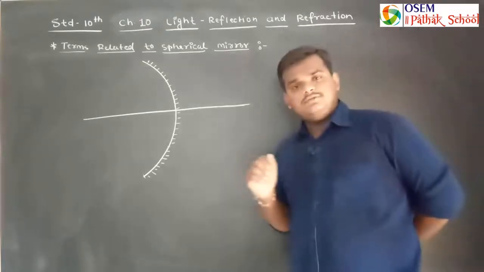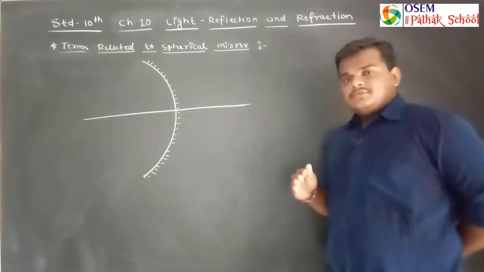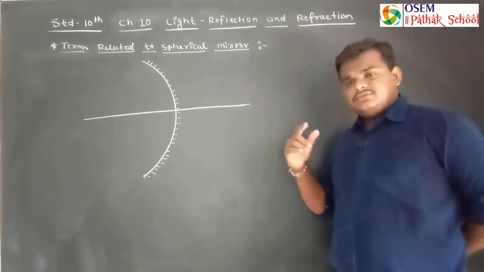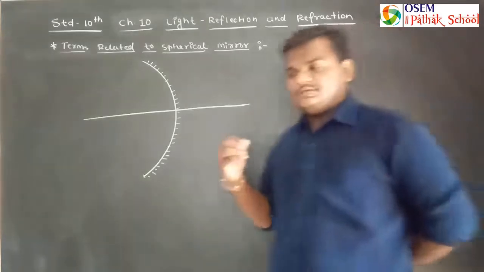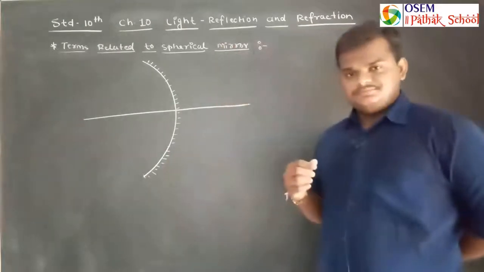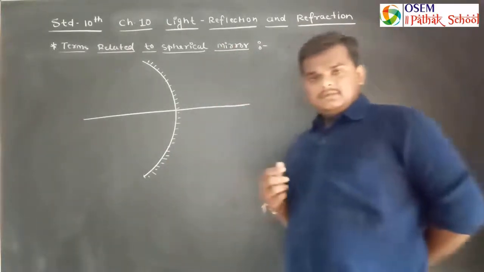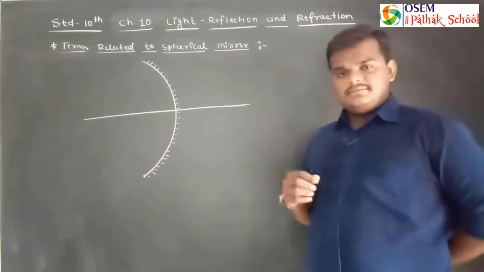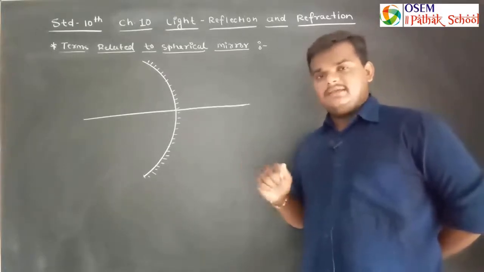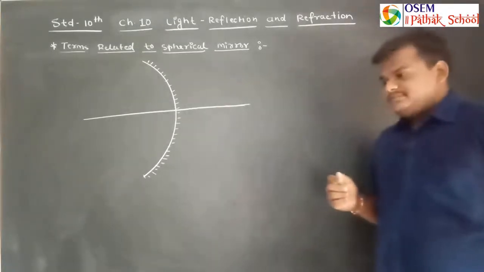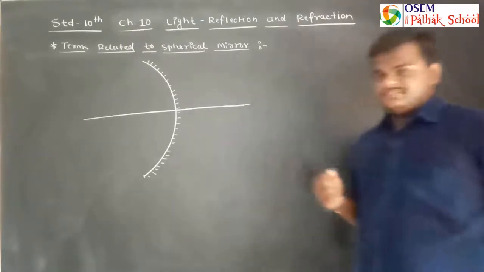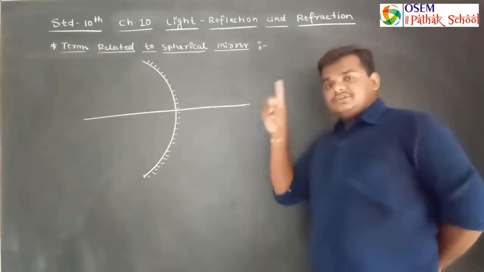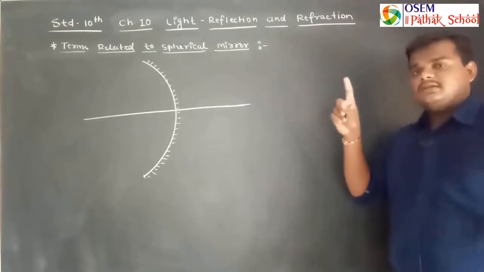So in this particular lecture we are moving further in your syllabus. In the last lecture we also discussed types of mirrors. There are two types of mirrors. First is spherical mirror and second is plane mirror. A plane mirror, we know, has an infinite focal length. The spherical mirror is also classified into two types, concave mirror and convex mirror. In this lecture we are going to learn about the terms related to the spherical mirror.